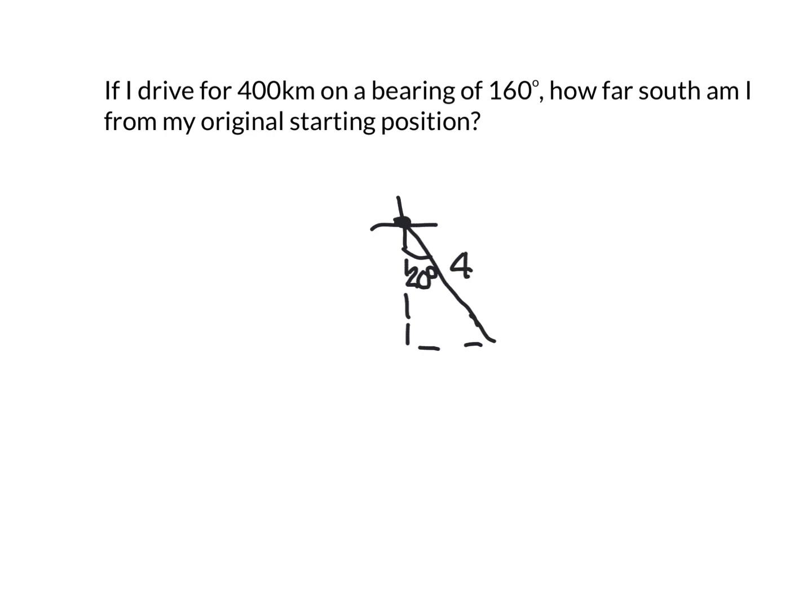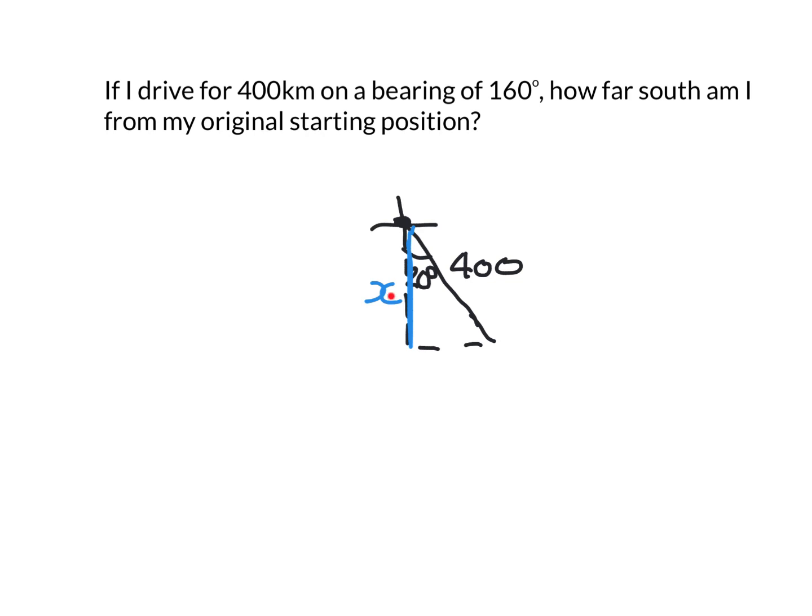Now, you know that trigonometry involves right-angled triangles, so let's draw a right-angled triangle. So this distance here is 400. We are being asked to find this distance here. This is how far south we went. Drawing the diagram is the hard part of this because now it's really easy to solve. We have a side that we need to find, but we have another side and an angle. We can easily use trigonometry.